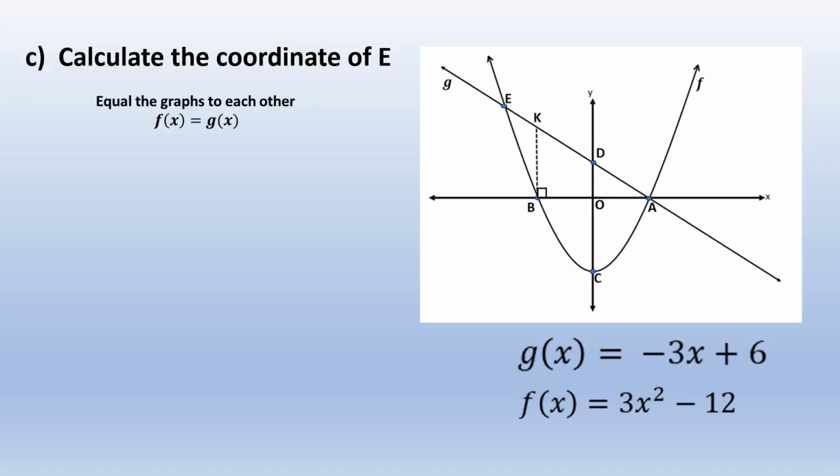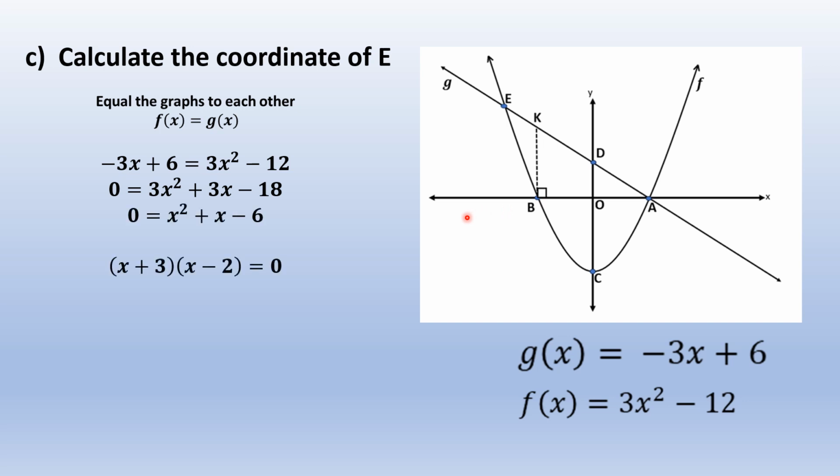Number C, calculate the coordinates of E. So E is the intercept of the two graphs, where the two graphs are equal to each other. So I'm going to equate them to each other. Then you will always find two values for x, because they intercept at two points. Then I'm going to factorize properly, please. Remember your factorization. So x is negative 3 or x is 2. Now can you see that E's value will definitely lie on the negative side of x. So x must be negative 3.